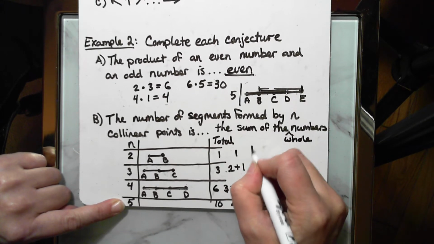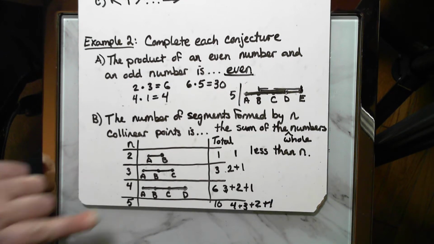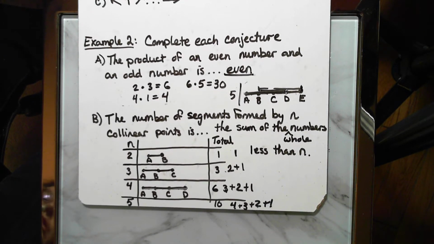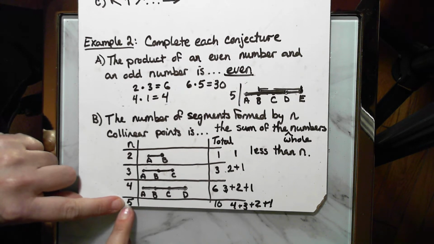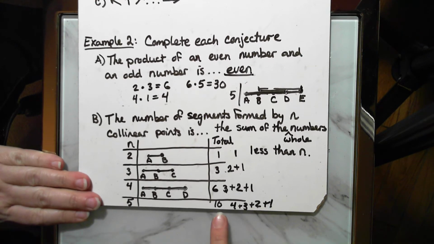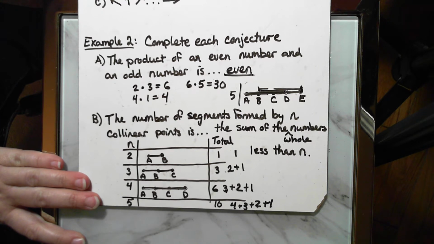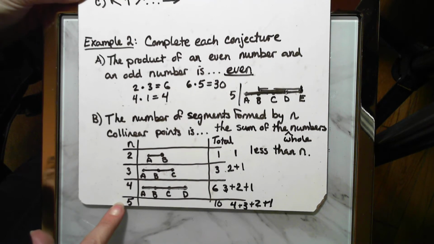Okay, less than n. So it's the sum of the whole numbers less than n, because if n is 5, I have to add up 4, 3, 2, 1. If n was 6, it would be 5, 4, 3, 2, 1. If n is 7, it would be 6, 5, 4, 3, 2, 1. So it's all the whole numbers less than the number that I'm given of collinear points.